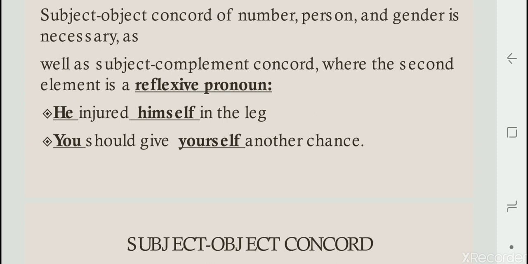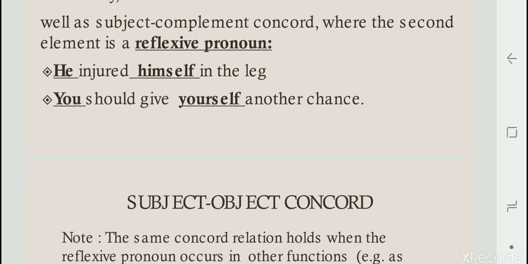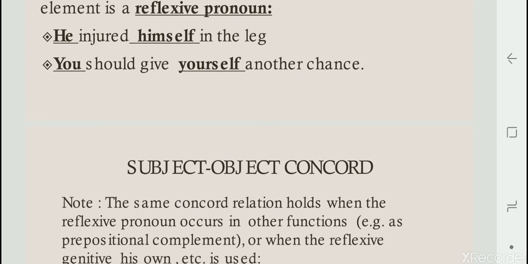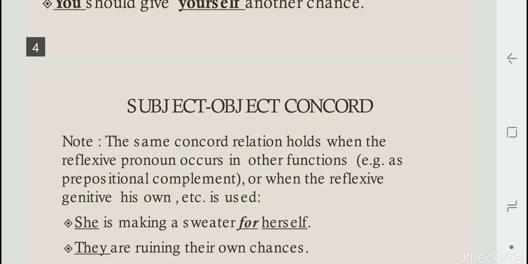The second example: you should give yourself another chance. In this example, we also have the same relationship between the subject, that is you, and the object within the sentence, that is yourself. So here, since the object is a reflexive pronoun, we found that there is concord of number, concord of person, as well as concord of gender. So the three types of concord are available within one example, within one relationship, that is, the object and the subject when the object is a reflexive pronoun.